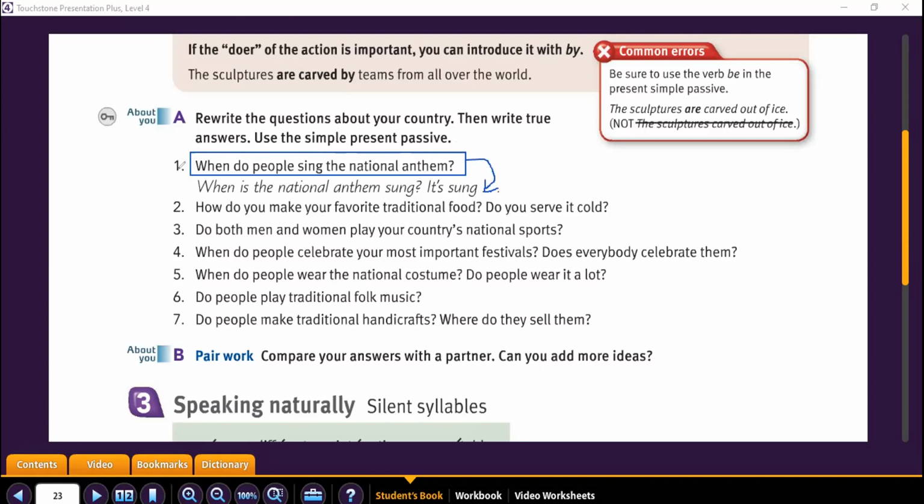Sí, miren, aquí estamos haciendo una pregunta. ¿Se acuerdan que empezábamos con el verbo to be como auxiliar? Pero adicional en este caso tenemos una question word que podemos añadir. When is the national anthem sung? ¿No es cierto? Aquí tenemos un ejemplo de pregunta. ¿Cómo harían o cómo transformarían a pregunta la siguiente? How do you make your favorite traditional food? ¿Cómo le transformaríamos esta a voz pasiva?